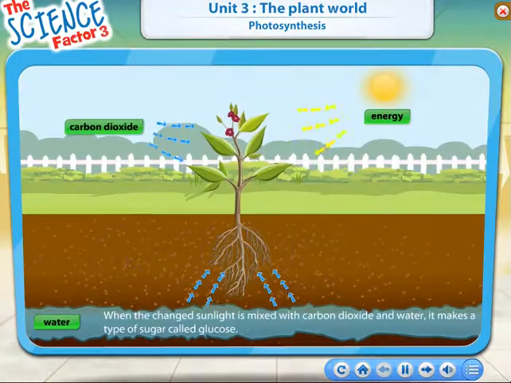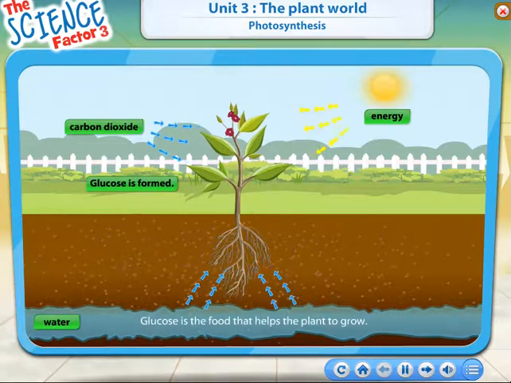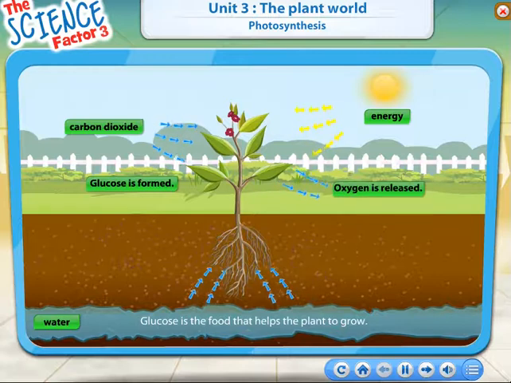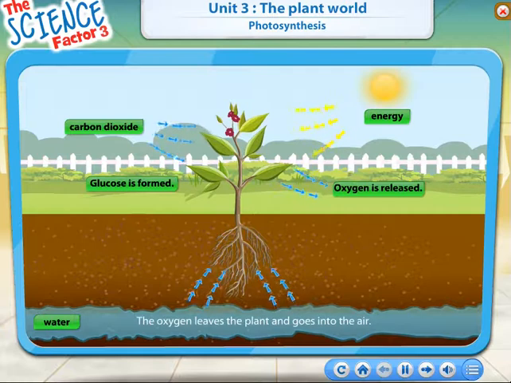When this sunlight is mixed with carbon dioxide and water, it makes a type of sugar called glucose. Glucose is the food that helps the plant to grow. Oxygen is also made during the process of photosynthesis. The oxygen leaves the plant and goes into the air. Animals need oxygen to live. This is how photosynthesis takes place.